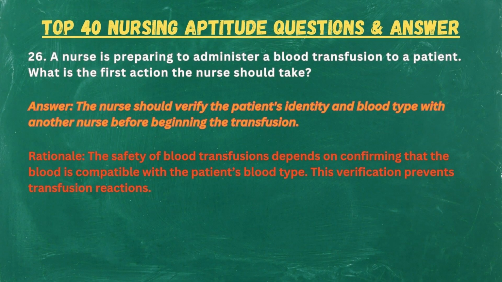26. A nurse is preparing to administer a blood transfusion to a patient. What is the first action the nurse should take? Answer. The nurse should verify the patient's identity and blood type with another nurse before beginning the transfusion. Rationale. The safety of blood transfusions depends on confirming that the blood is compatible with the patient's blood type. This verification prevents transfusion reactions.